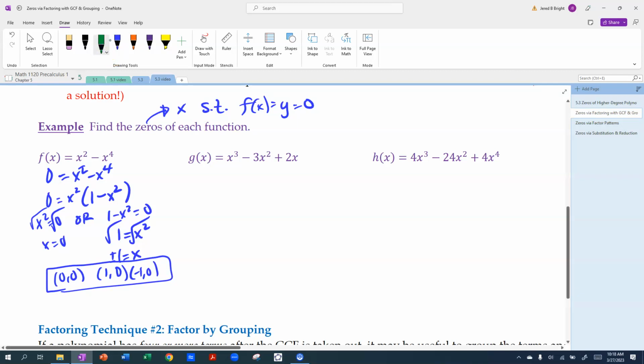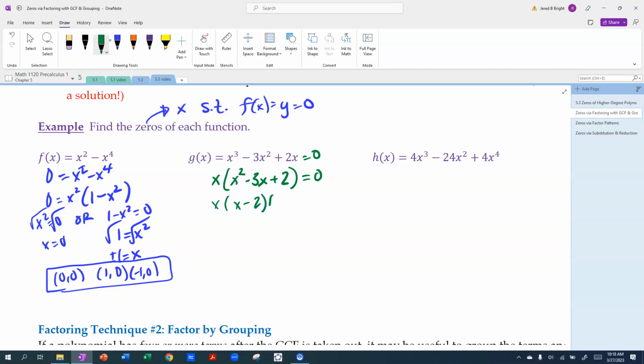Let's go on and do another one. g of x. Set this one equal to 0. As I look at it, is there anything that's common to everything? Yep, there is. There's an x that's in common. So if I factor out an x, what am I left with? x squared minus 3x plus 2. Again, just removing an x from each term. If you want to check that you're doing this correctly, you could always distribute that x to double check. And this, you could actually factor it further. You might remember this from years past, but this would factor as x minus 2 and x minus 1. That's factoring trinomials.